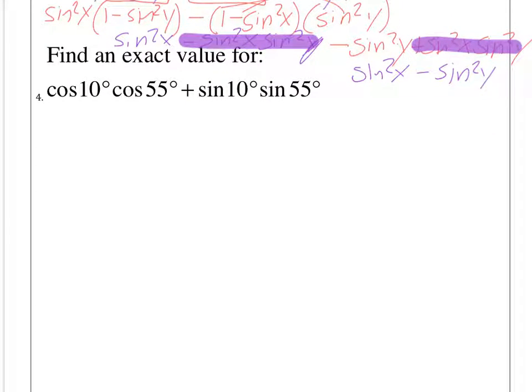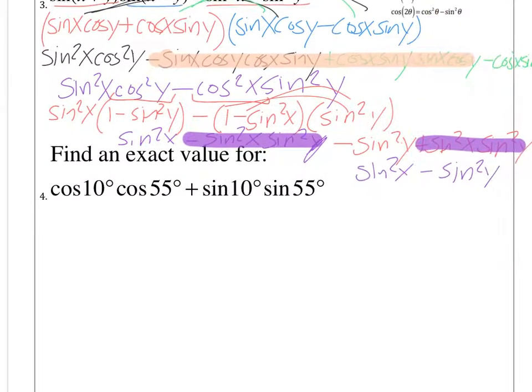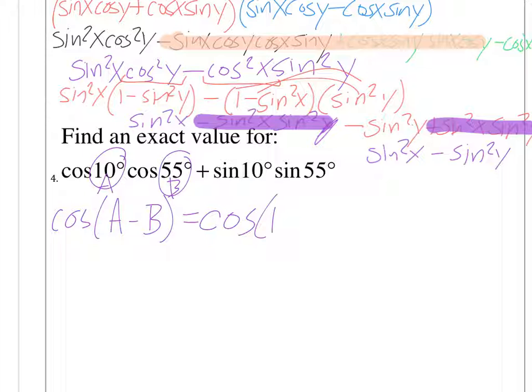Okay, for number 4, I'm trying to find an exact value for this, which means I've got to convert it back to one of those formulas. Cosine cosine plus sine sine. That means I'm using this guy, and I'm using the bottom version, which is cosine of a minus b, where a is 10 and b is 55. In other words, we're looking at cosine of 10 minus 55, cosine of negative 45 degrees, which is the positive square root 2 over 2.